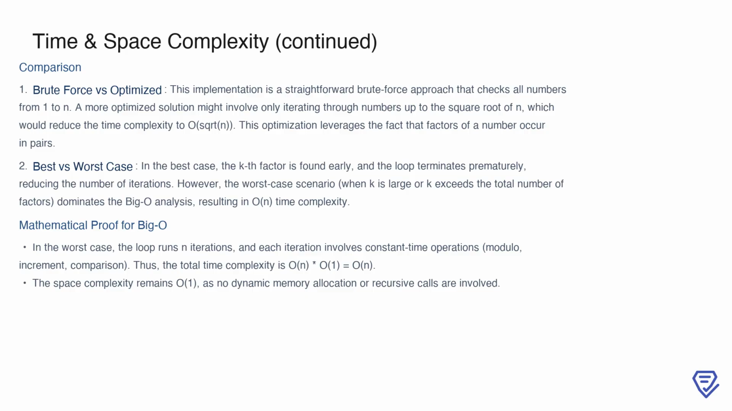However, big O analysis focuses on the worst case, where k is large or even exceeds the total number of factors, which results in O(n) time complexity. Finally, the mathematical reasoning behind this complexity is straightforward. The loop executes up to n iterations, with each iteration involving constant time operations like modulo, increment, and comparison. Thus, the total time complexity is O(n) * O(1), which simplifies to O(n). Meanwhile, the space complexity remains O(1), as no additional memory is allocated dynamically, nor are recursive calls involved in the process.